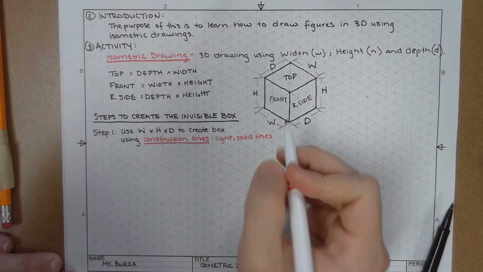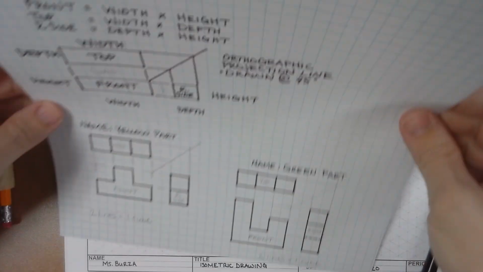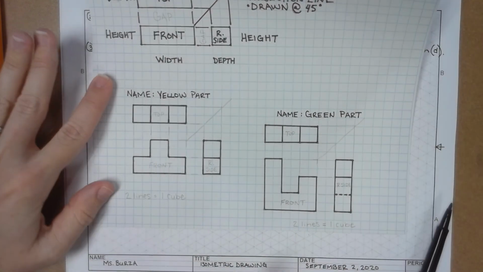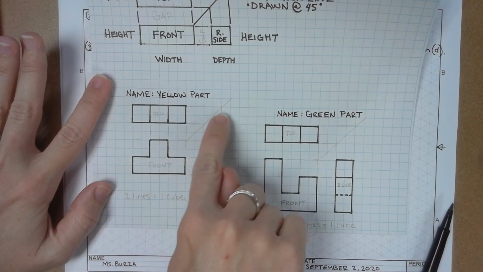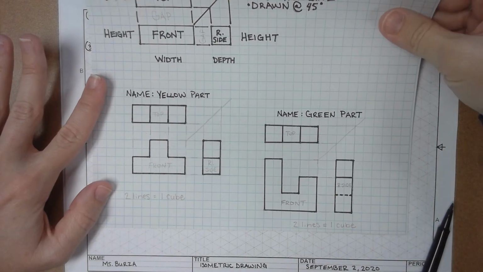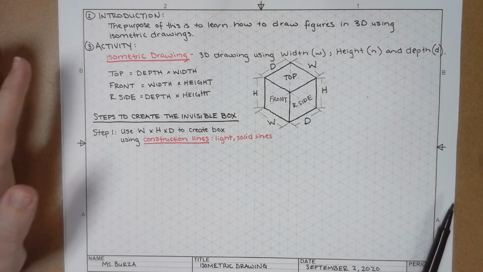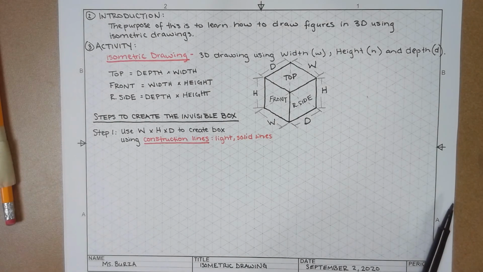Okay. And going back to our orthographic drawings, just to give you a visual of what our construction lines are. Our construction lines were these really light lines that we used. I called them guidelines as well, but they're helping us guide where we need to eventually put lines. All right, so our construction lines are going to be light, solid lines.